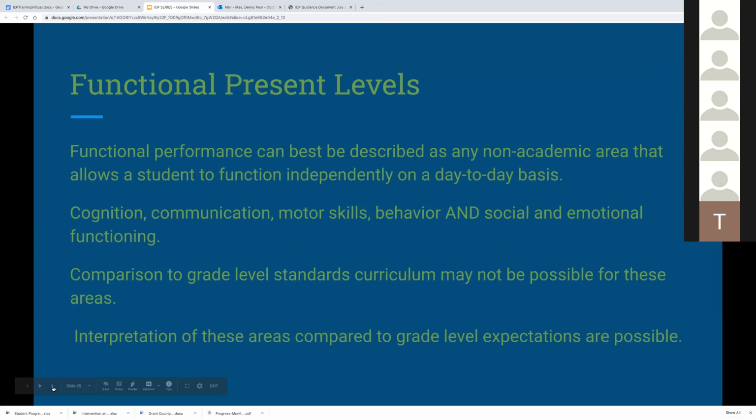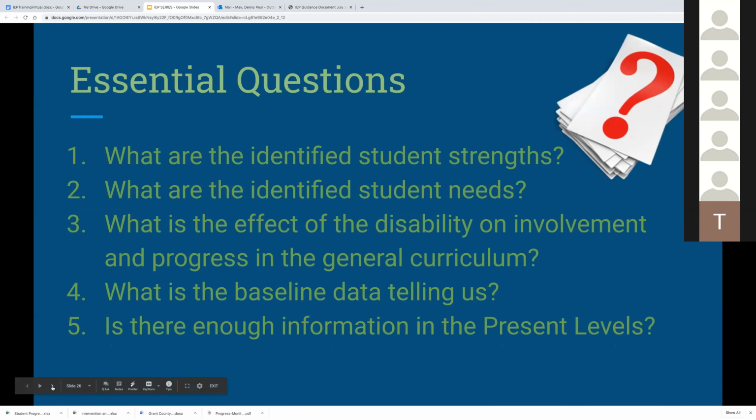Functional present levels can best be described as any non-academic area that allows a student to function independently on a day-to-day basis. Cognition, communication, motor skills, behavior, social emotional functioning, all those, we should be thinking about how well the student is able to function as well as how they're able to do academics. And so we need to be thinking dually when we look at those present levels. And if there are needs there, we need to address them.